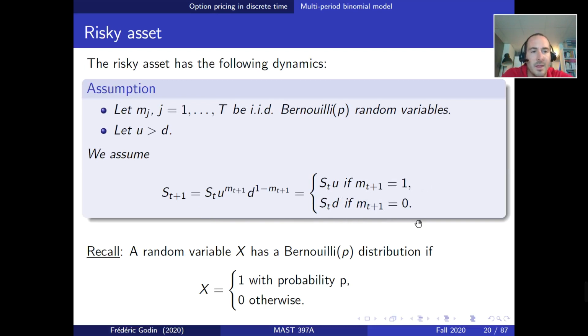Okay, so you can think of the M_j as random trials, kind of playing heads or tails. And if the trial is equal to 1, if it has a success, then the stock price goes up. If it's a failure, then the stock price goes down. And this trial is repeated at every period.